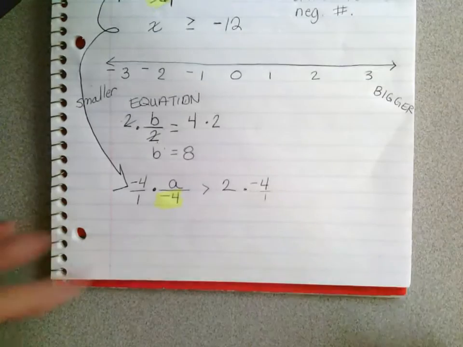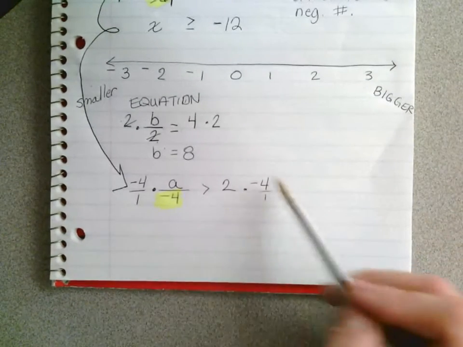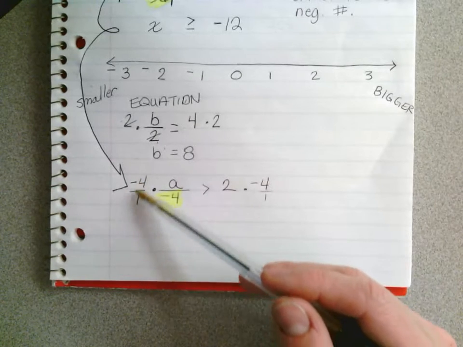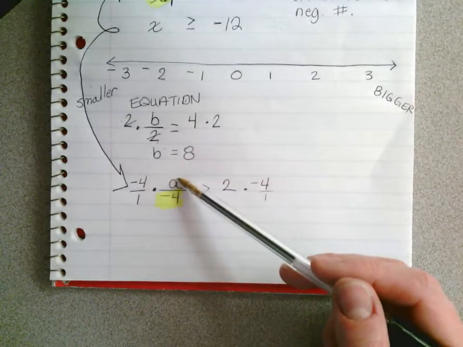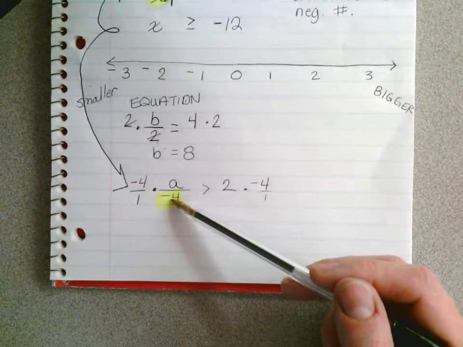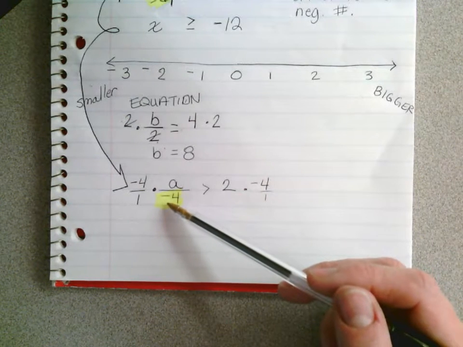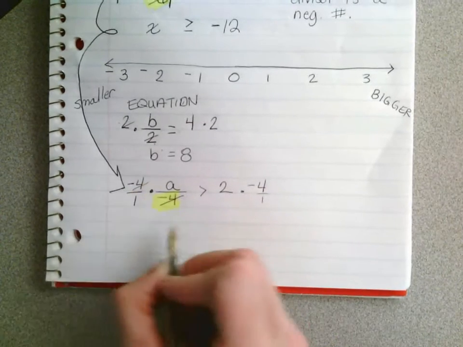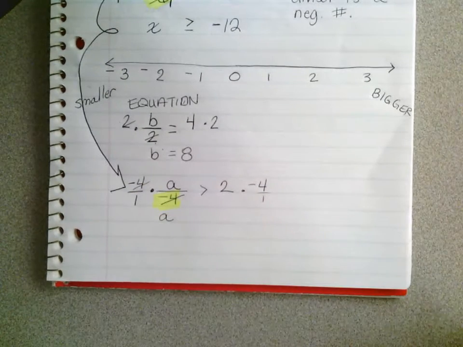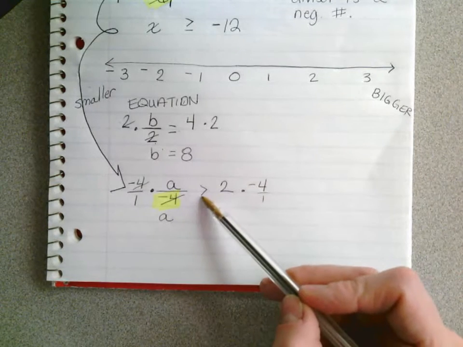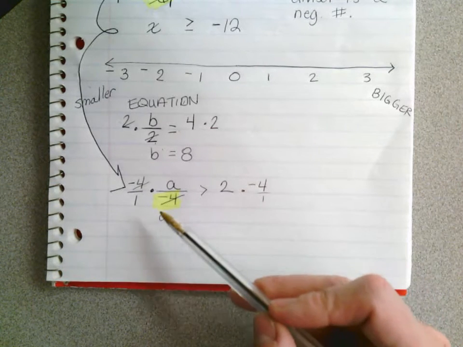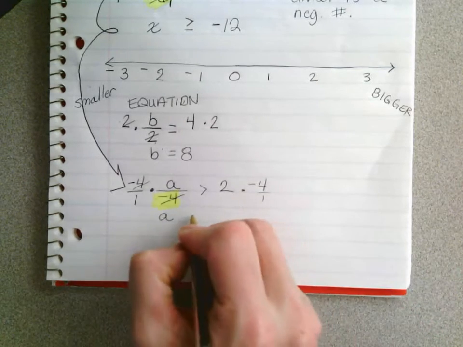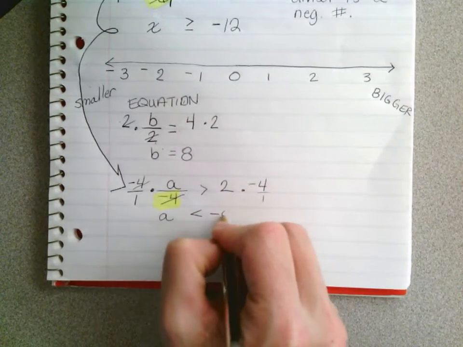Notice I'm not writing the one underneath because it doesn't matter over here. I just want you to visually recognize that this looks just like the multiplication of fractions that you've done in all your other classes. The result of this, the negative 4's on the left cancel out, leaving you with A. The symbol flips. Why does the symbol flip? Yes, Caleb. Negative 4, good. The answer is A is less than negative 8.